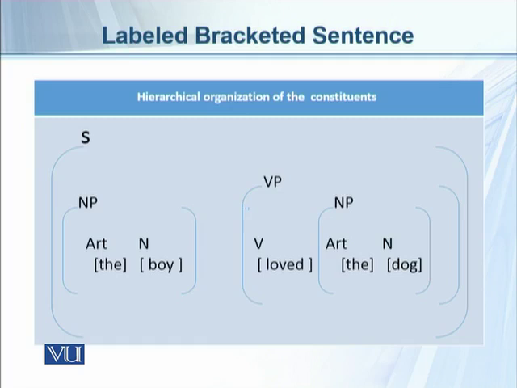So we can understand through this that the sentence is at the highest position in this hierarchical organization. Then comes the noun phrase. The noun phrase is higher than art and noun, and then we move on to the verb phrase. The verb phrase is higher, and then the verb consists of "loved", and the noun phrase consists of art, that is article, and noun. This hierarchical organization of the sentence with the labeled brackets helps us in understanding the hierarchy of the sentence.